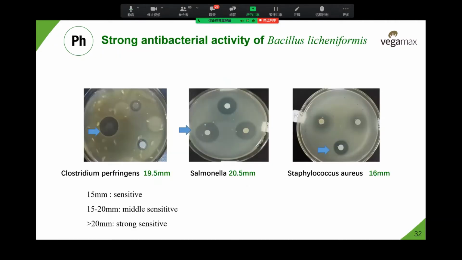And the Bacillus nidiformis has very strong antibacterial activity. From the in vitro test, we can see that the inhibition zone for Clostridium perfringens can reach 19.5 millimeter, and for Salmonella can reach more than 20 millimeter. For Staphylococcus aureus it is around 16 millimeter, which means that Bacillus nidiformis is very sensitive to the mentioned harmful bacteria. Usually for the inhibition zone, around 15 to 20 means moderately sensitive. More than 20 means very strongly sensitive.